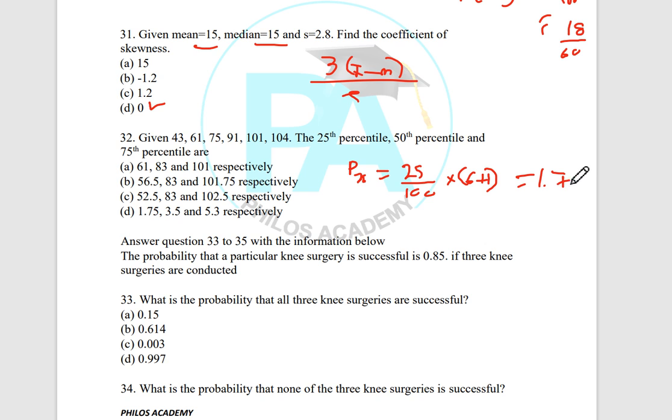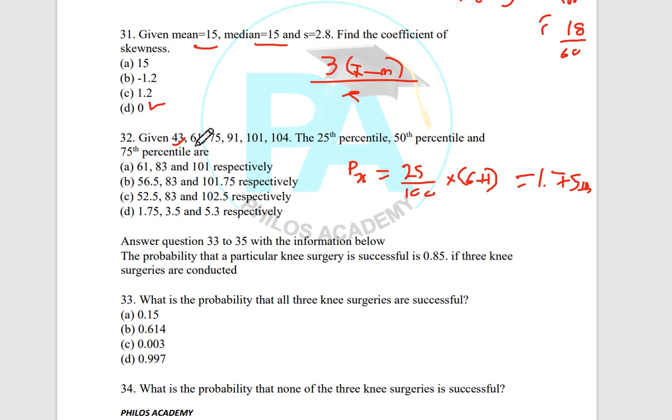So let's see how to operate this 1.75. It means 1.75 position. That's the meaning. But how do we get the 1.75 position? You didn't say the second position. To solve this kind of thing, we are going to count the first position, 1. So you know that the 1.75 will be between 43 and 61.